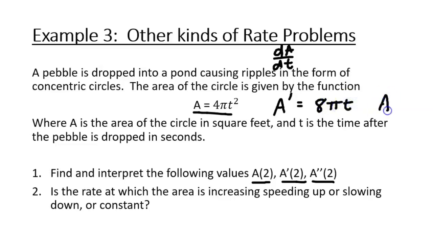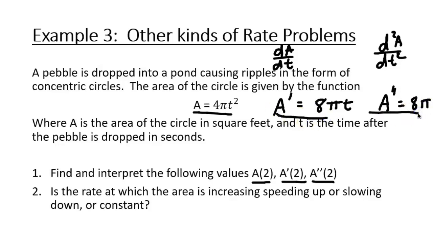And then A double prime, or if you want to write it in this notation, you write it like that, the second derivative. A double prime is just the constant that's in front of the t now, because the t just goes away when you find the second derivative, and so it's just 8 pi. All right, so there are our derivatives.